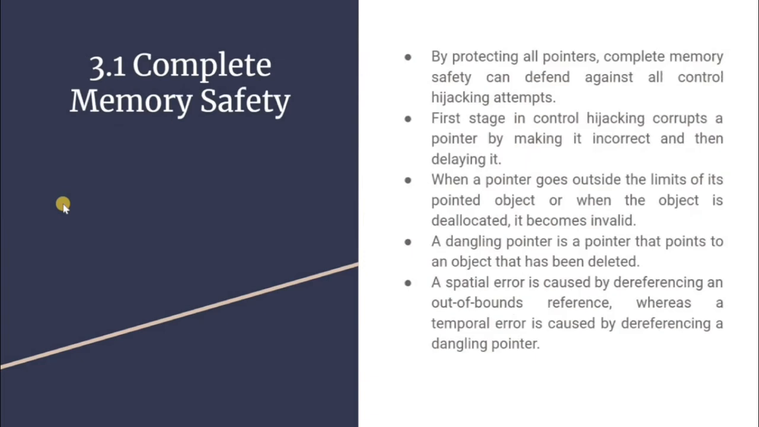First is complete memory safety. By protecting all pointers, complete memory safety can defend against all control hijacking attempts. At the first stage, control hijacking corrupts a pointer by making it incorrect and then dereferencing it. When a pointer goes outside the limits of its pointed object or when the object is deallocated, it becomes invalid.